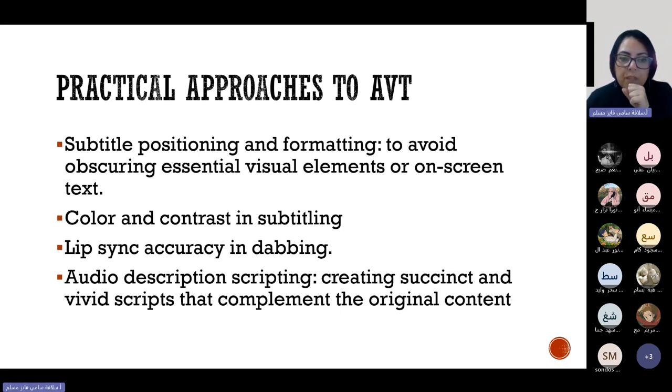Now we will talk about something called practical approaches to AVT. What are the practices that we use for AVT? Subtitle positioning and formatting. This is very important: where the subtitle is placed, how long it is, and in what colors it has to be. This is very important. Color and contrast, and lip synchronization is also very important for dubbing, okay? And audio description and captions should also be very condensed and to the point, okay?